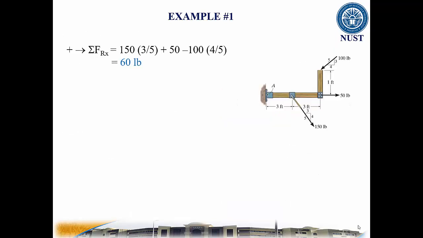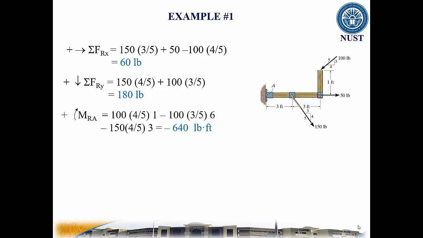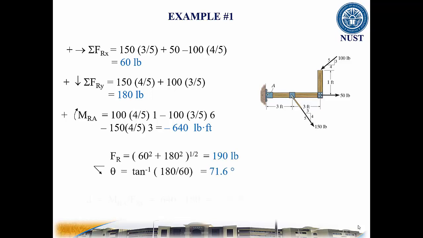So summing up all the force components in the x direction, the resultant force in the x direction is 60 pounds. The resultant force in the y direction is 180 pounds. And the resultant moment in the clockwise direction is minus 640 pounds-feet. The resultant force magnitude is 190 pounds and the angle is 71.6 degrees with the x-axis. The equivalent single force Fr can be located at a distance d measured from A using this equation, and it is 3.56 feet.